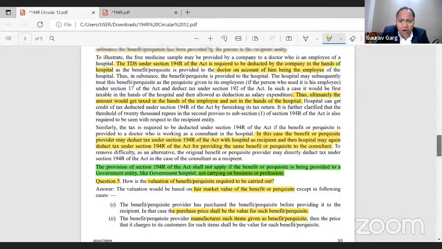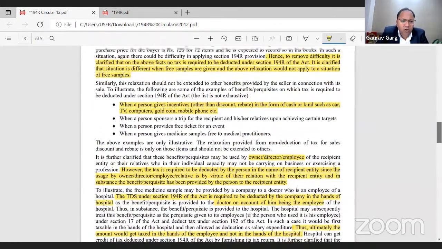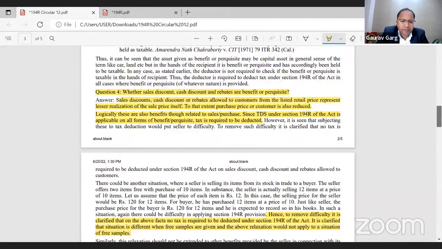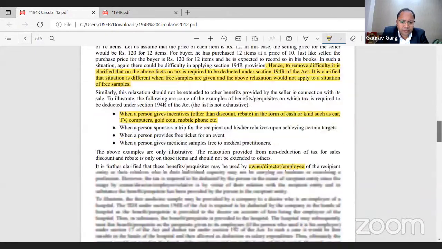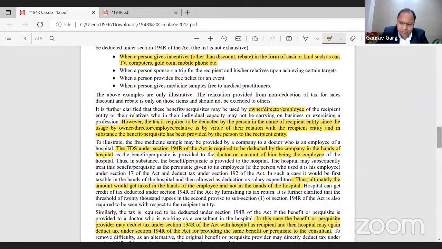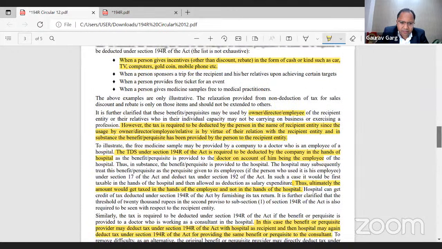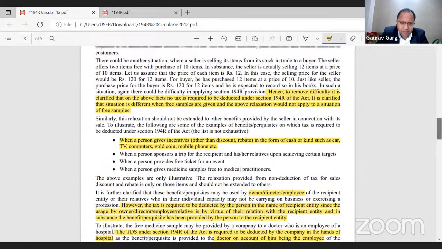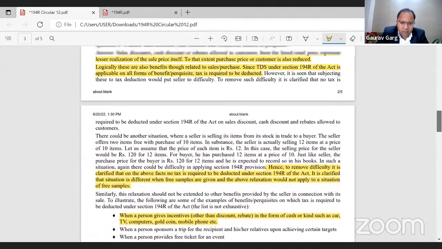Any questions on this point? Any question on para 4? I have some small doubt. You said 194R is not applicable to discount and rebate. Yeah. What about incentive? Suppose we give incentive to our.